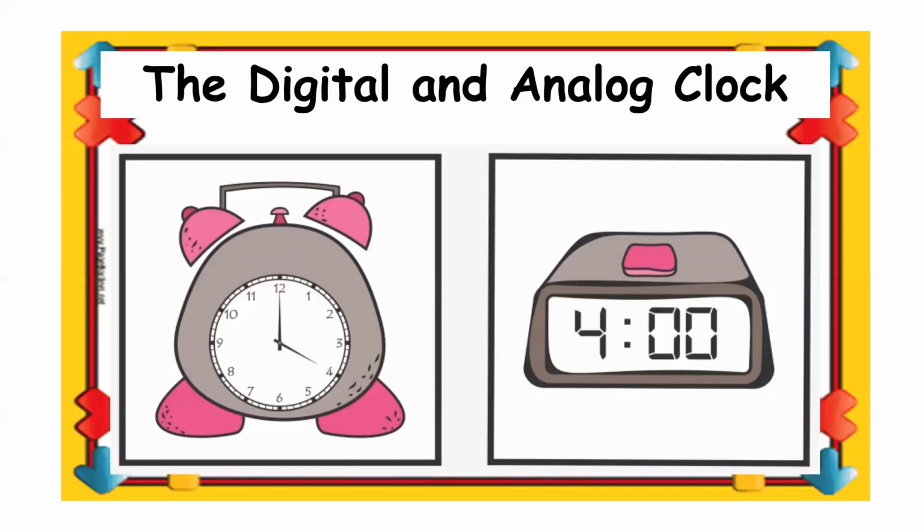Both the analog and digital clocks tell us the time of day in minutes and hours. Do you know what time it is on this analog clock? Does it match the time on the digital clock? Excellent thinking. Both clocks are saying the same time. What time is it saying? Yes, it is saying 4 o'clock.